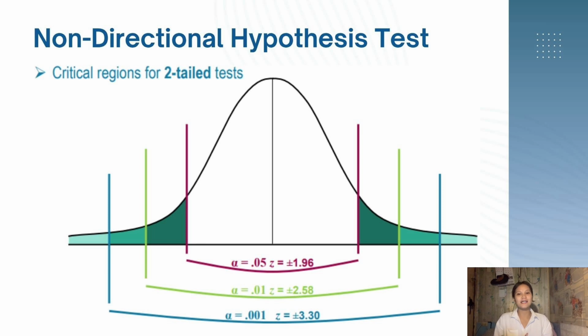This slide shows a non-directional, or two-tailed, hypothesis test, where we're looking for differences in either direction. The shaded areas at both ends represent the critical regions, where if our z-score falls, we would reject the null hypothesis. The size of these regions depends on the significance level, or alpha. For example, at significance level 0.05, the critical z values are positive or negative 1.96, and as the alpha gets smaller, the critical values move further out, making it harder to reject the null.